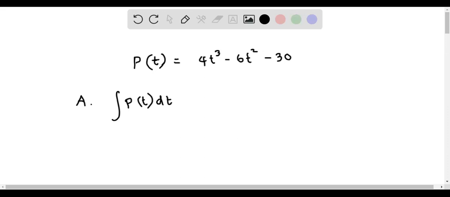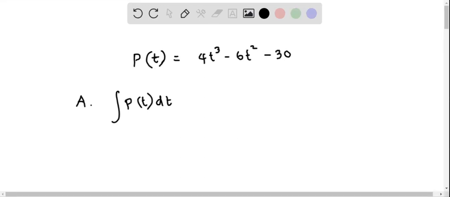In part A, we determine the antiderivative of p of t. So we write the integral of p of t dt, and this equals, we plug in this p of t equation, that is 4t cubed minus 6t squared minus 30 dt, and this can be written as a sum of three integrals.